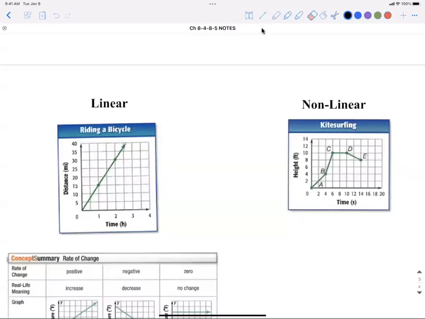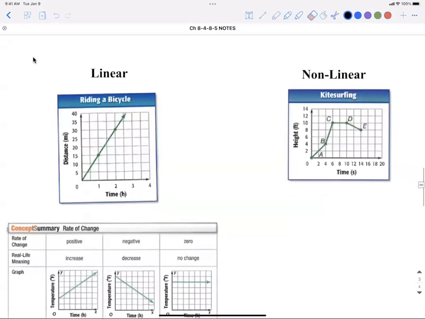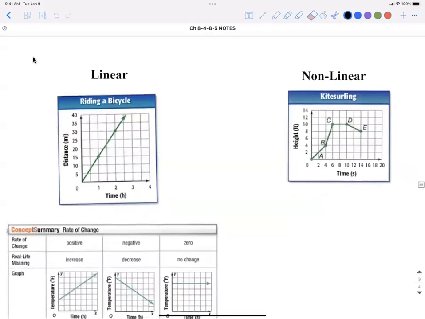All right, guys. So we are going to talk about chapter 8-4 and 8-5 together today. They both have to do with rate of change. And so I think it's probably just better to lump them together rather than stretching it out over 2 days. So in your notes, I do want you to have your 3-ring binders.